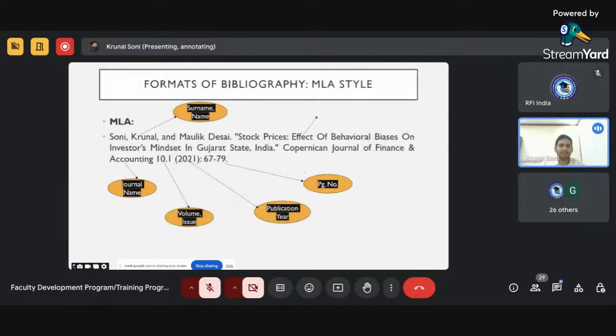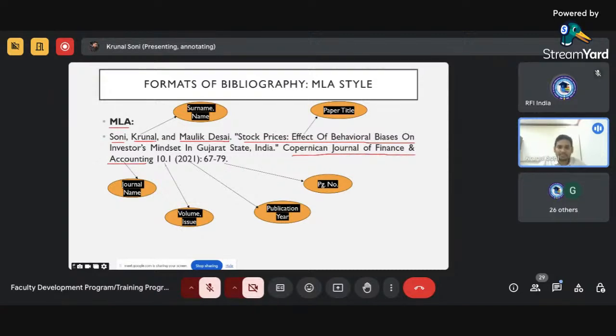Okay. So this is the format of APA style. So you can see this. If I'm going with MLA style, my full name is appearing from last name to first name. Then my other author name is, right, Maulik Desai. So the other author's name starts from first name and last name. Can you see this? And this is the title of the paper, right? This is the title of the paper. Can you see this? This is the name of the journal, right?